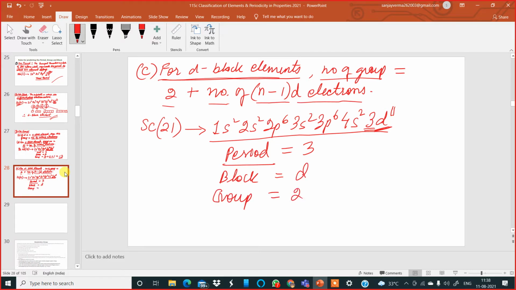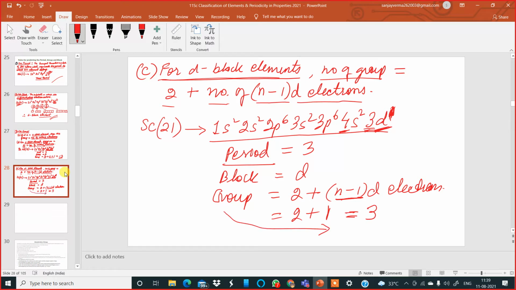The formula is 2 plus (n minus 1) d electrons. Your n is 4, no? n minus 1 is 3. So in the 3d orbital, how many electrons are there? It is 1. So the number of (n minus 1) d electrons is only 1, and I put 1 over here. So 2 plus 1 is how much? 3. So the group for scandium is 3.